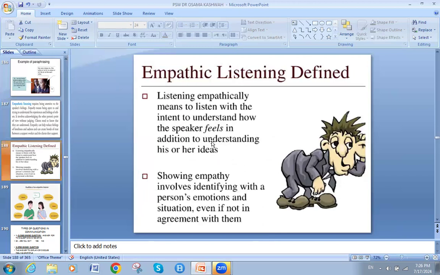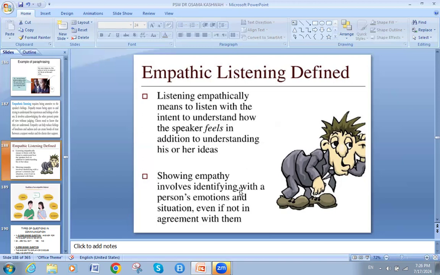So listening empathetically means to listen with the intent to understand how the speaker feels, in addition to understanding his or her ideas. Show your empathy: oh my God, I'm sorry to hear that. I know you are in pain. Hopefully this pain will go away and you will get better soon. So we call this empathetic listening.